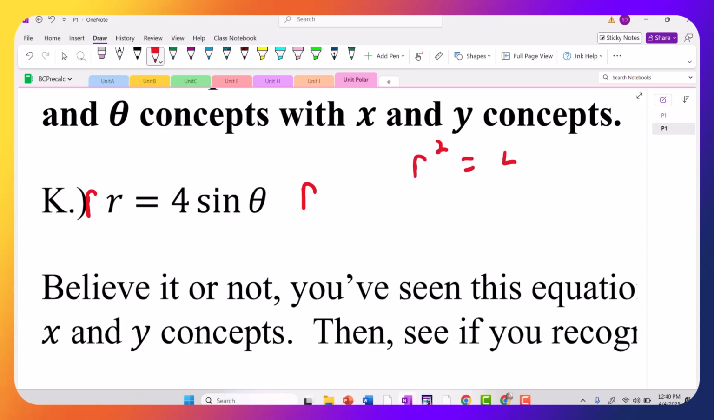Why? Because then I'm gonna go ahead and do some replacements, and this is how you toggle between polar and rectangular. Hey guys, what's r squared equal to? You shouldn't have to look at the previous page. What's r squared equal to? X squared plus y squared.